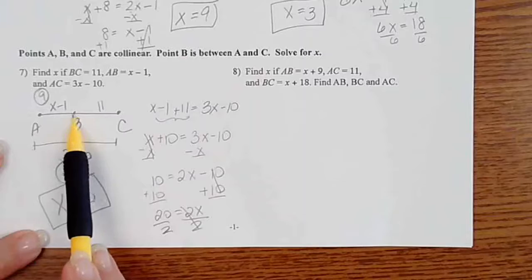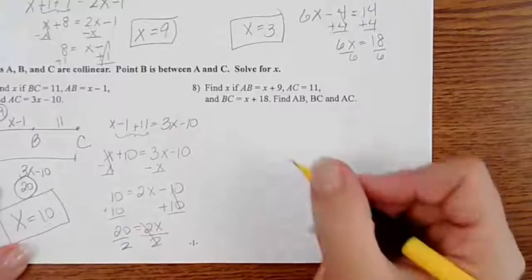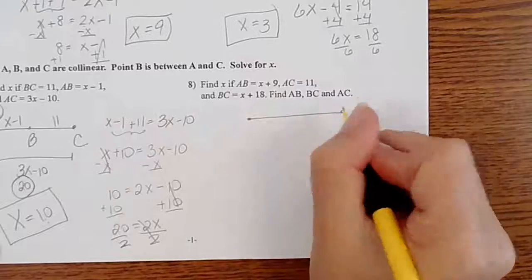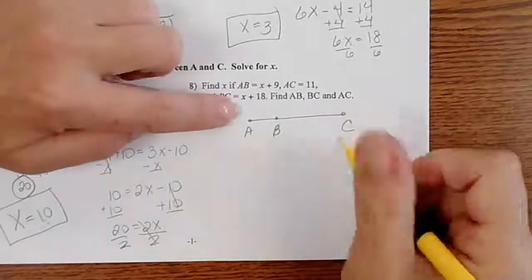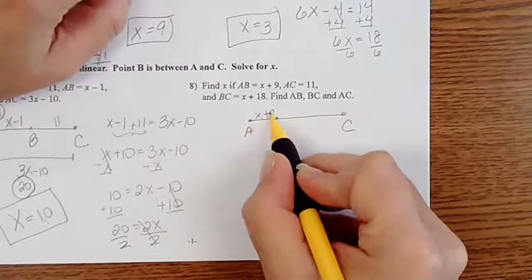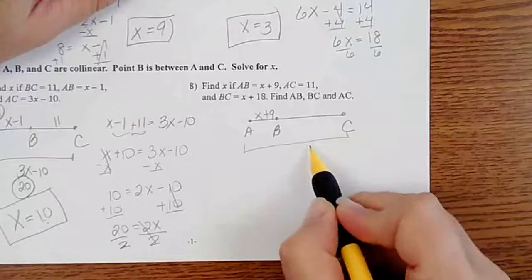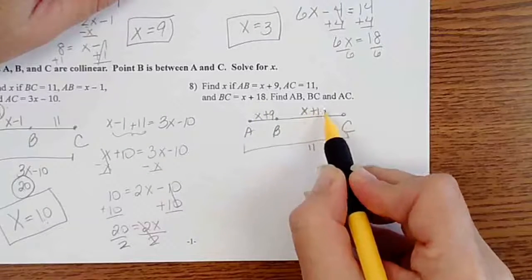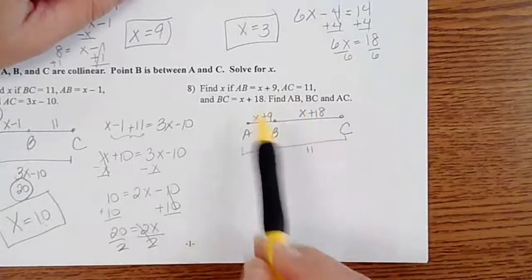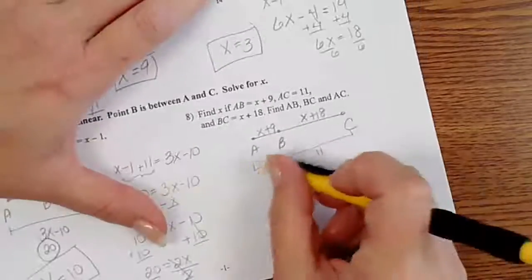Last one. Here's our segment here. B again in between A, C. B is x plus 9. C, the entire piece here is 11, and BC is x plus 18, okay? So they're not necessarily going to give you all of the pieces in a row or in the same order that they did previously. So you need to just be really careful and match everything up correctly.